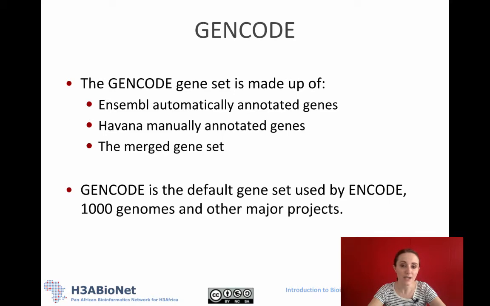GENCODE is a gene set which we use in Ensembl, and it's actually made in-house. It's quite confusing that we have these different names, but it's made up of the automatically annotated genes, the manually annotated genes, and the merged genes. It's the default gene set used by numerous projects such as ENCODE, 1000 Genomes, gnomAD, GTEx, and various other major projects. And this is the gene set for human and mouse.